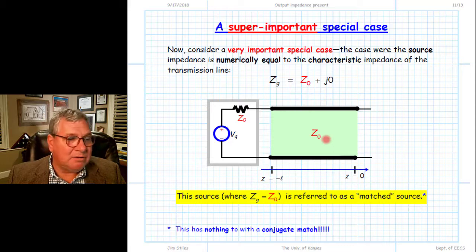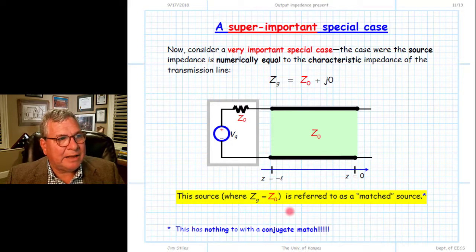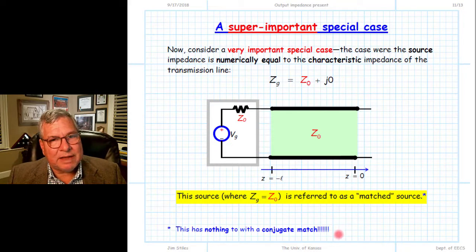Once again, don't infer that a matched source has anything to do with a conjugate match. A common mistake that we have: when we say we have a matched source, students will say, oh, a matched source, that means we have a conjugate match, but that is not the case. A matched source only means that we have a source numerically equal to the characteristic impedance that it's attached to.